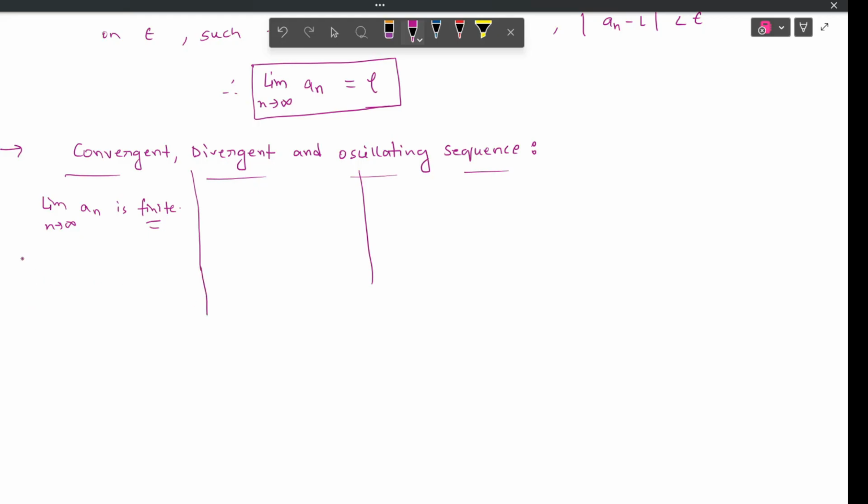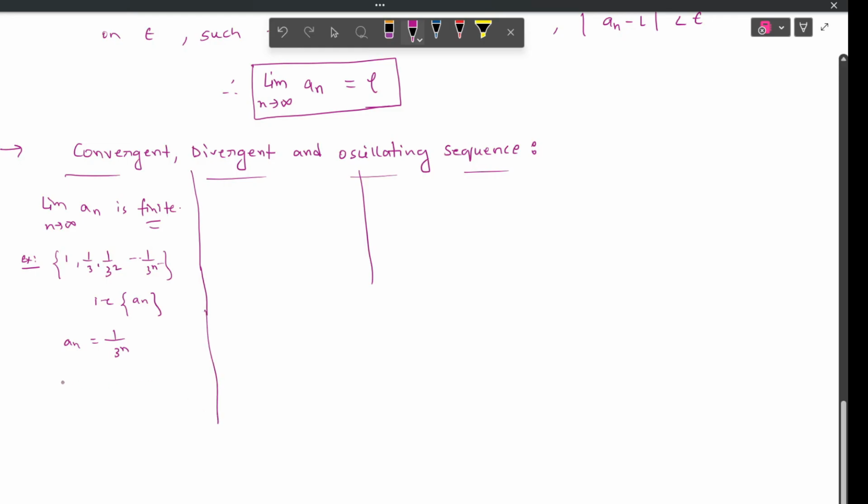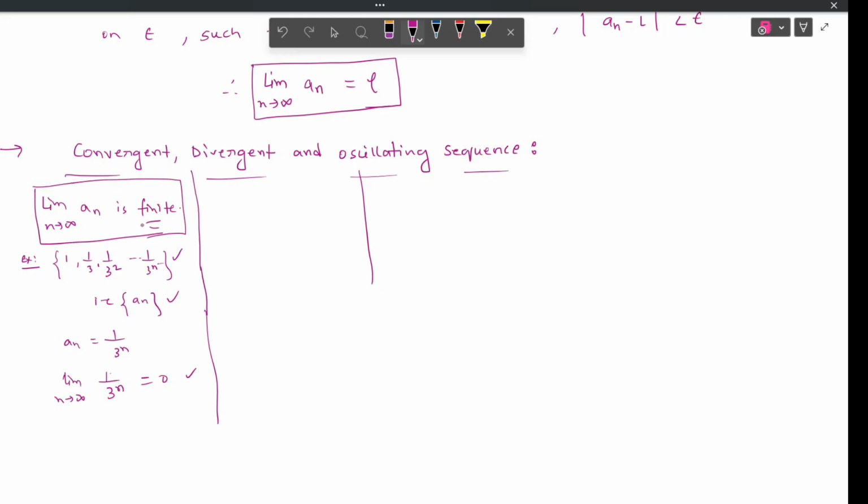Let us see one example. We talk about this sequence 1 by 3, 1 by 3 square, up to 1 by 3 to the power n. That is, the sequence is an, where an is 1 by 3 to the power n. Now this is convergent. Why? If you put the limit n tends to infinity of 1 by 3 to the power n, so 3 to the power infinity is infinity, 1 by infinity is 0. So it's a finite value. So we can say that this sequence is a convergent sequence. So simply remember, if the limiting value gives a finite value, then that sequence will be convergent.